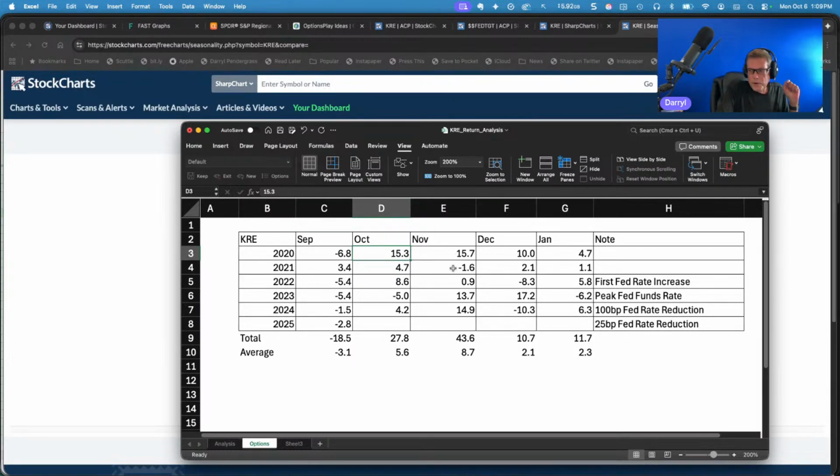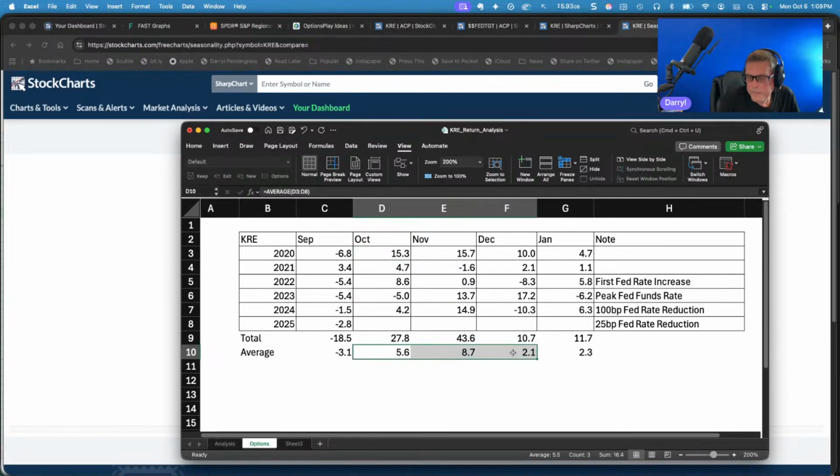Then in November, we have only had 1 month where we had a negative return. In December, we had 2 where there was a pullback instead of an increase, where it ended lower. So if we take a look at what we could expect from the KRE, if we look at the average, it's about a 16.4% increase.